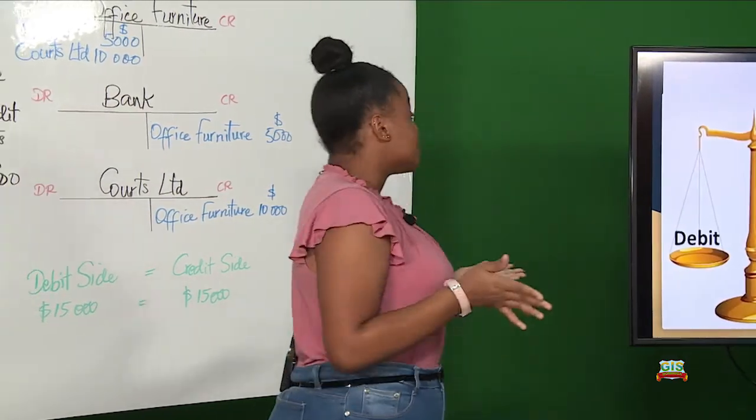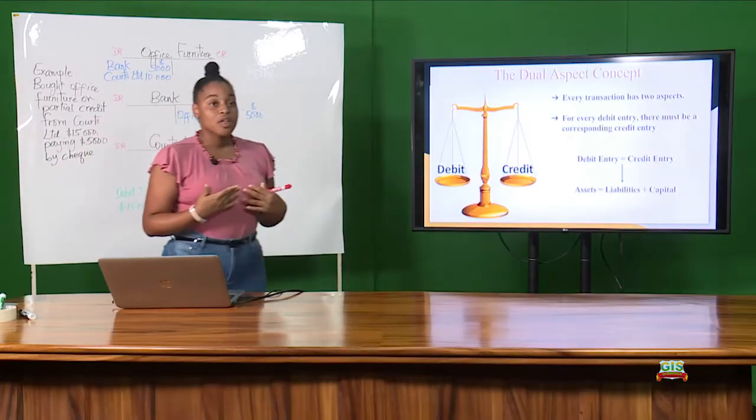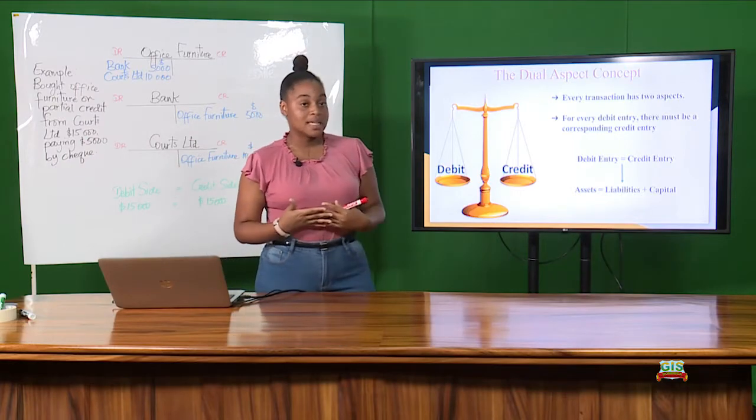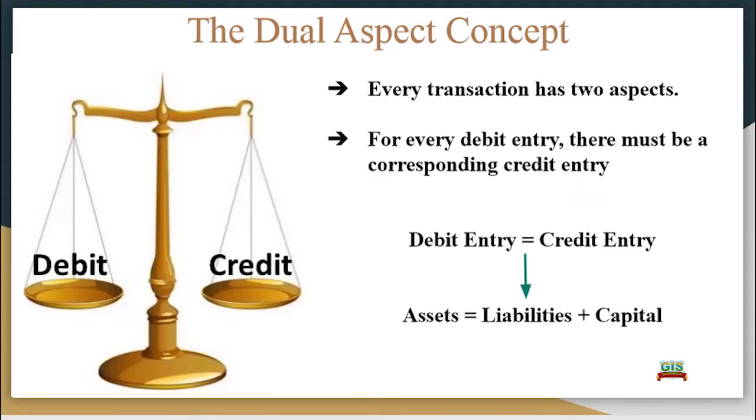The dual aspect concept is the basis of the double entry system of accounting, and it states that every transaction has two aspects, meaning that every transaction will affect two accounts, or it will affect the two sections of the balance sheet at the same time, simultaneously. For every debit entry, there must be a corresponding credit entry.